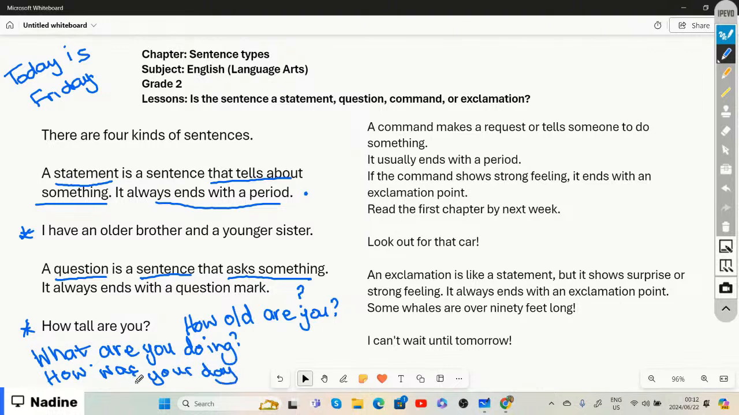which means that when it comes to a question, you are eventually going to answer. So if somebody asks you how tall you are, you will then answer based on how tall you really are. If somebody were to ask, what are you doing? Then you say what you're doing: I'm watching TV, I am playing a game, I'm listening to A plus students. How old are you? I am 7 years old, I am 8 years old. How was your day? My day was fine. What did you do? Then you basically say what you did for the day. So that is a question, and a question is a sentence that asks something.